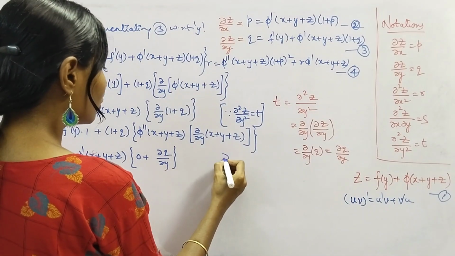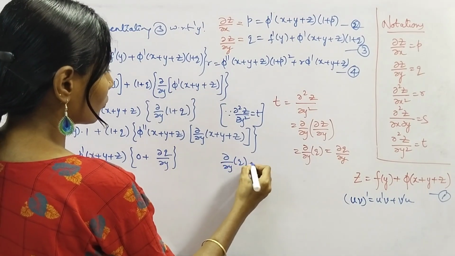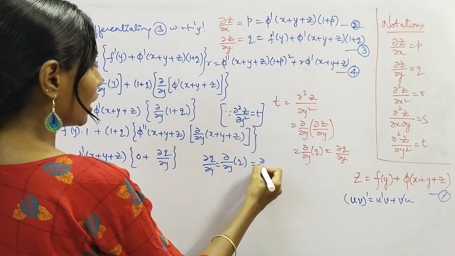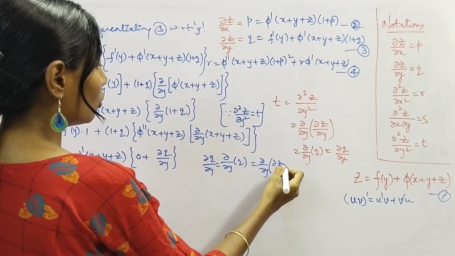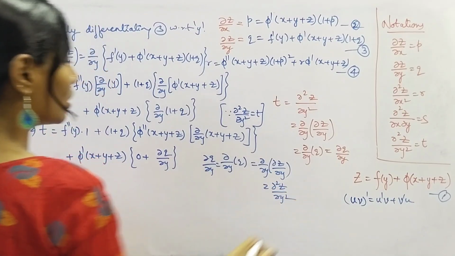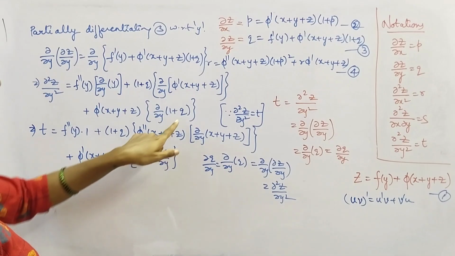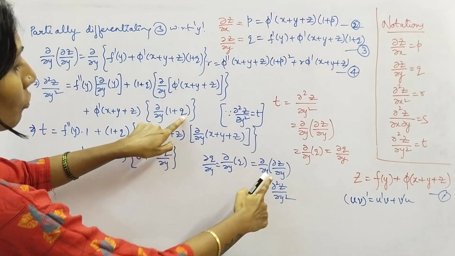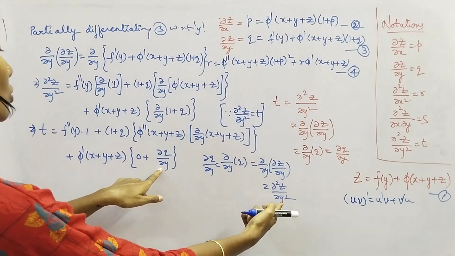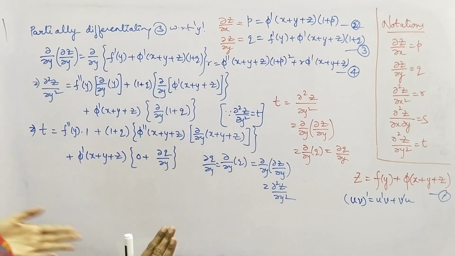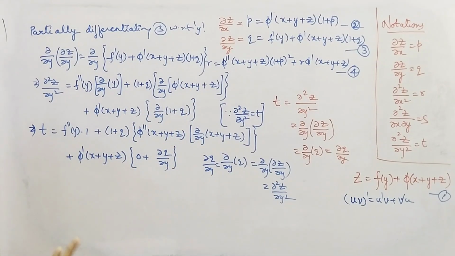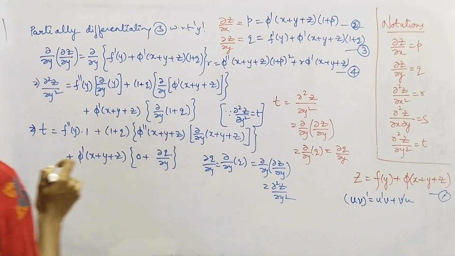∂q/∂y is nothing but ∂/∂y of q. Again, q is nothing but ∂z/∂y, which gives us ∂²z/∂y², right? So here, instead of writing q, if you write ∂z/∂y, here itself you can write ∂²z/∂y². There's nothing wrong in it. You can write q or ∂z/∂y. It's up to you.